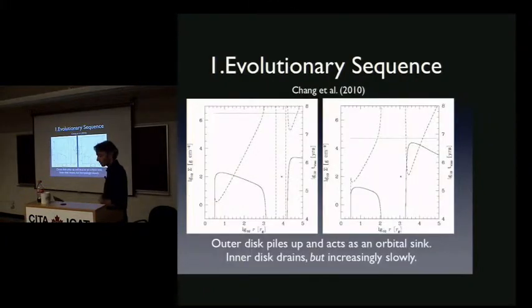So Phil has done some actual calculation of this setup, solving this one-dimensional thin disk diffusion equation, the standard alpha model. And out of this comes an evolutionary sequence that is shown here. The curves I want you to focus on are this solid curve, which is the surface density of the disk as a function of separation, the log of separation in Schwarzschild radii.